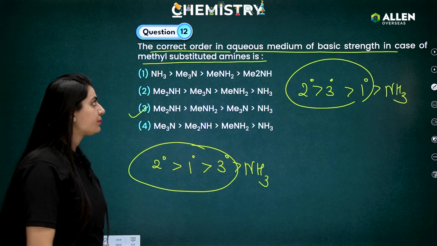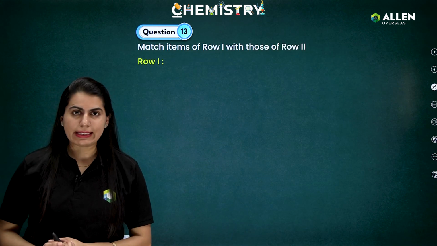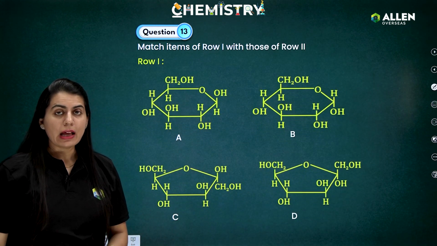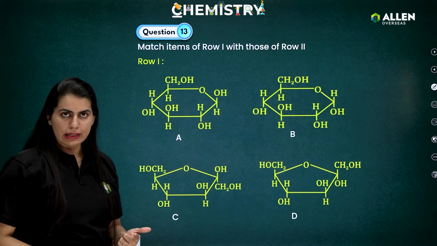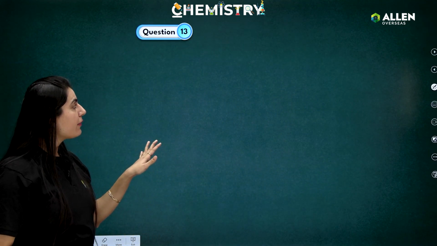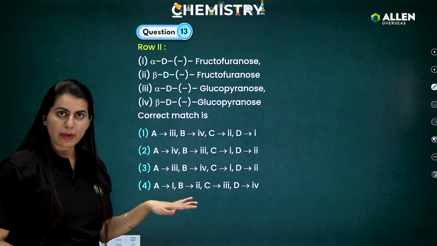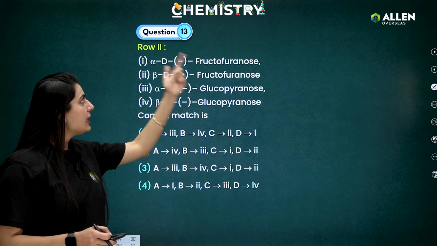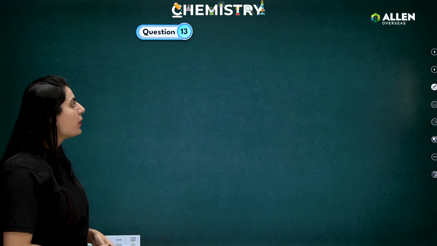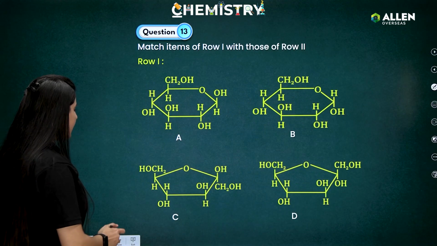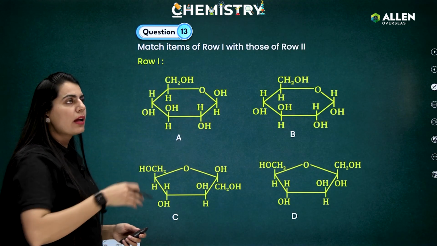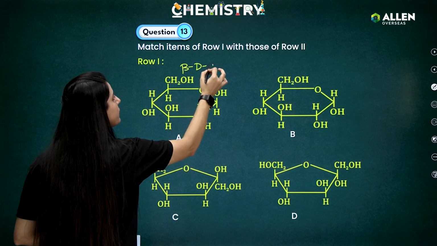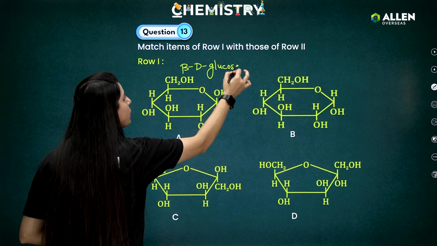Now, alright students, let's discuss question number 13, which says to match the following row 1 with those of row 2nd. If I talk about this question 13, you need to just match those compounds with these particular row 2nd options. If I see the diagram, you can clearly see here that this particular one is pyranose and it is for beta D glucose. We can say beta D glucopyranose.